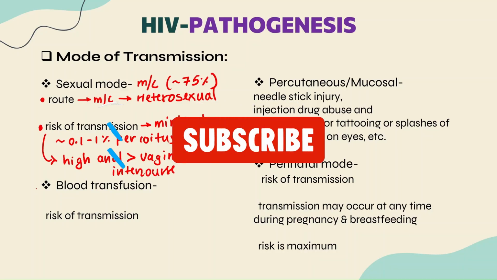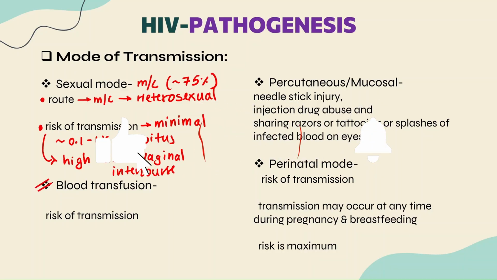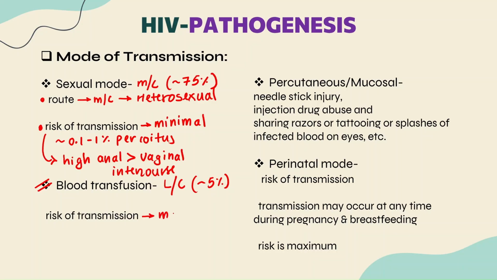The second mode that we are going to describe is via blood transfusion, and blood transfusion is considered to be the least common mode of transmission, that is nearly 5% of HIV cases. But the risk of transmission is maximum over here, with the blood transfusion route. It is maximum, guys. How much? Nearly 90 to 95% is the risk of transmission via blood transfusion, guys.